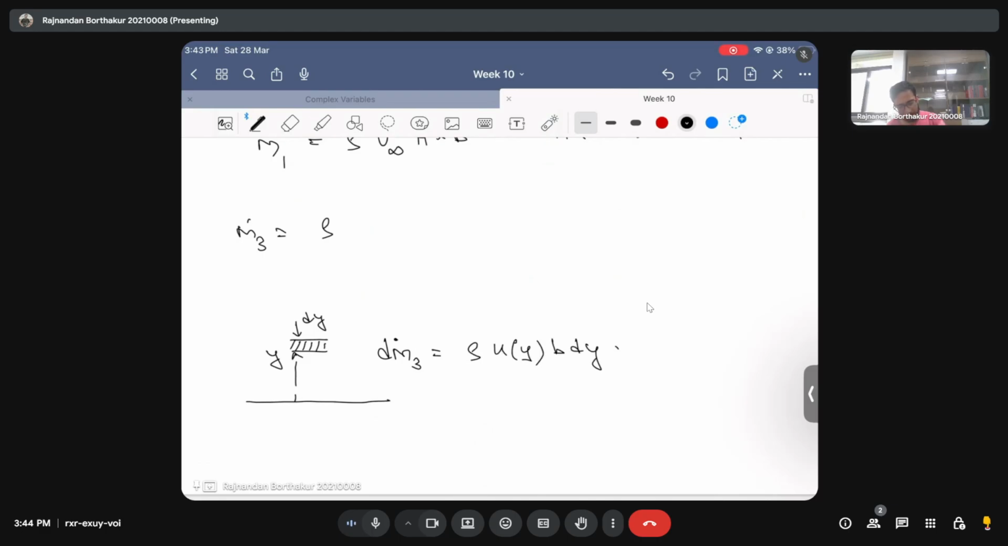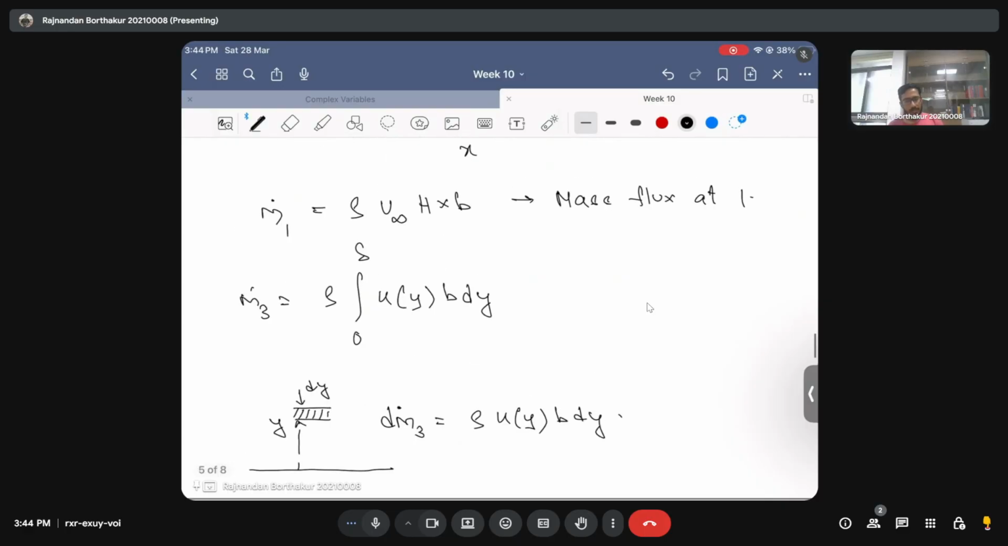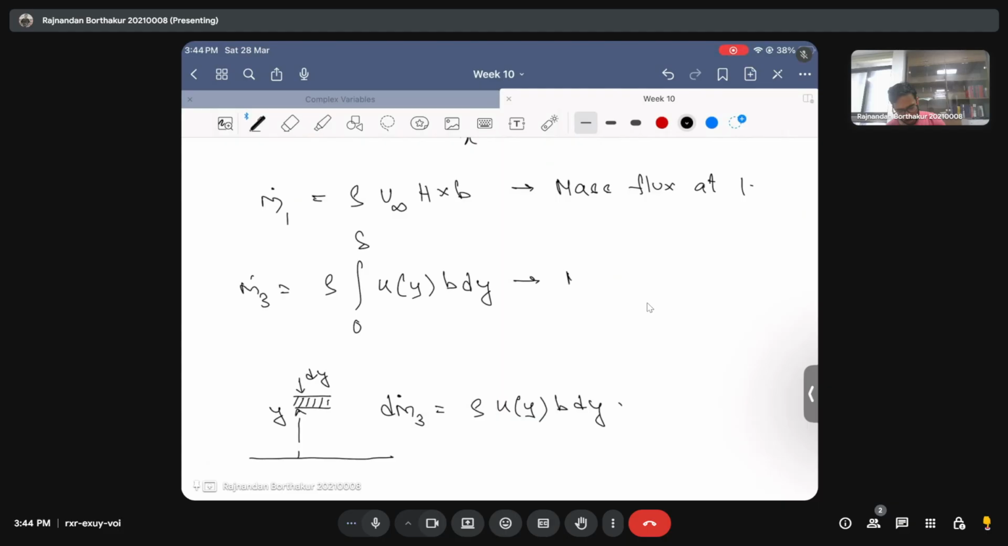Okay, that is going to be the mass flux that comes out through this infinitesimally small area at station 3. So if I want to get the total flux at 3, I will simply integrate dm dot 3 from 0 to delta, which is exactly what I'll do here. Rho is constant, so it will come out of the integral. It is rho b times the integral from 0 to delta of u dy. Okay. Now the important thing comes here. So this is your mass flux at 3.